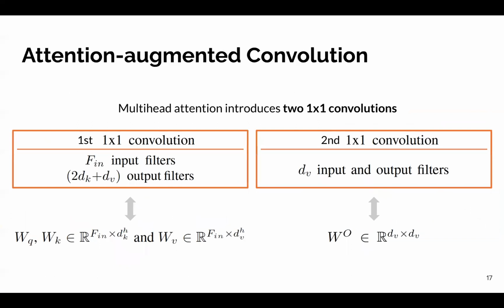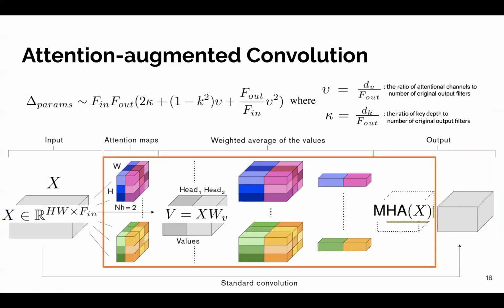So actually, we can interpret multi-head attention as introducing two one-by-one convolutions, and each convolution corresponds to a learned linear transformation as shown here. By this view, we can also estimate the effect of the number of parameters by multi-head attention like this.